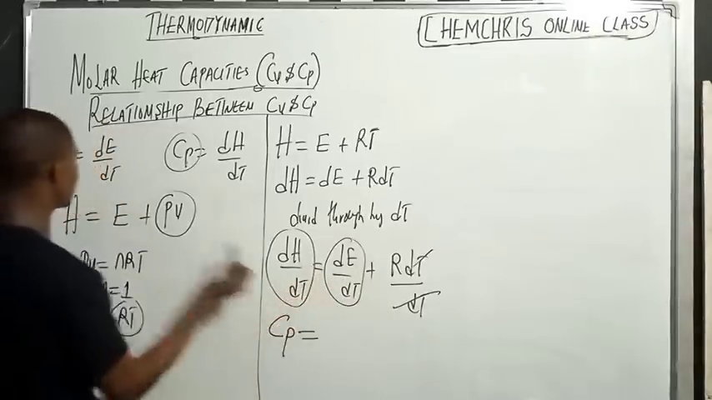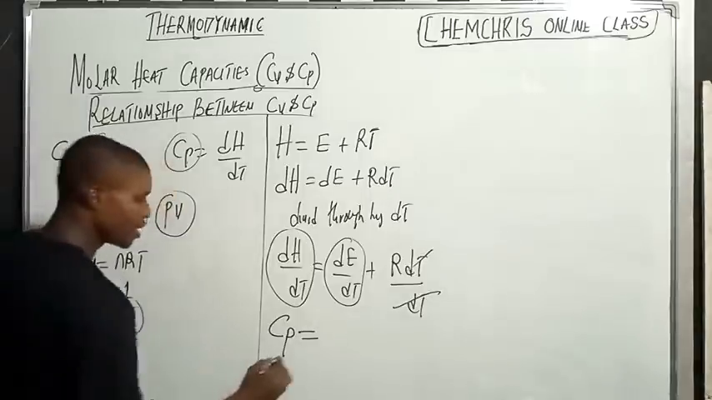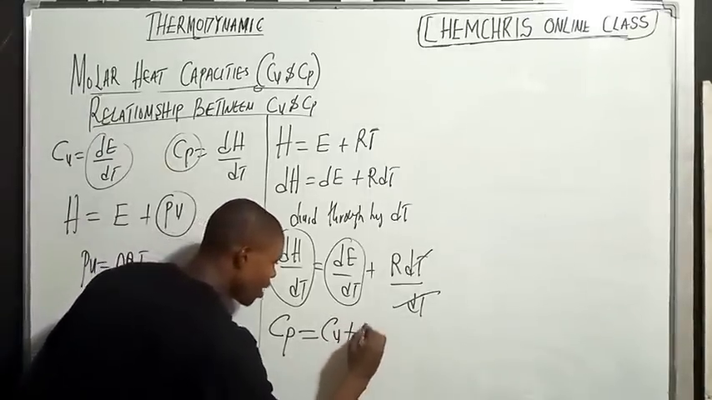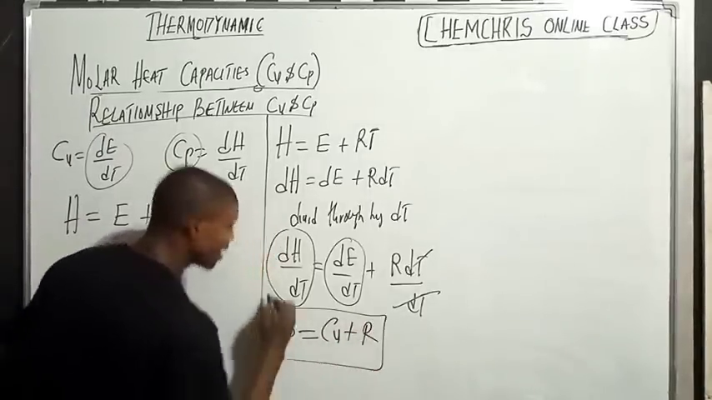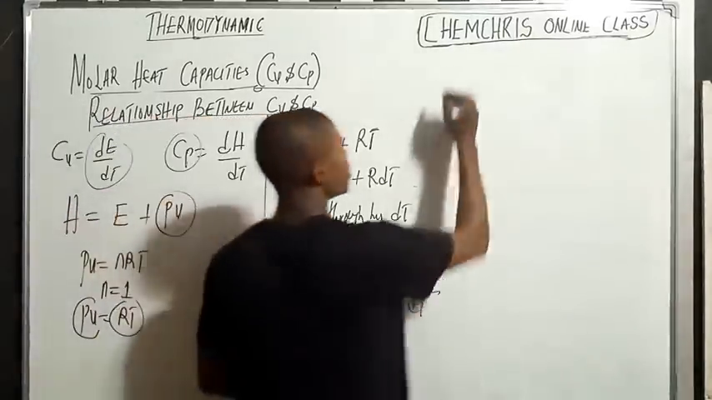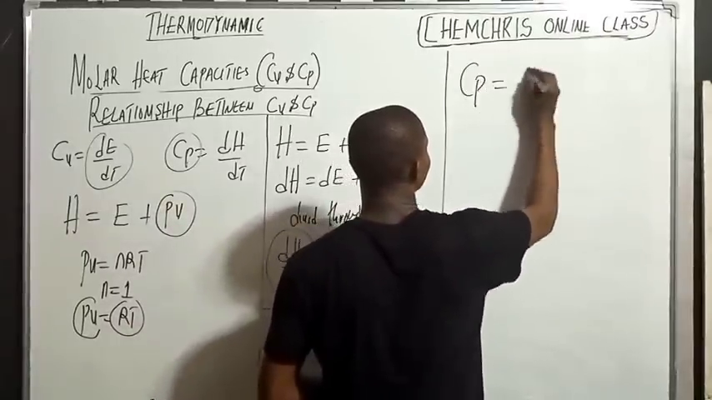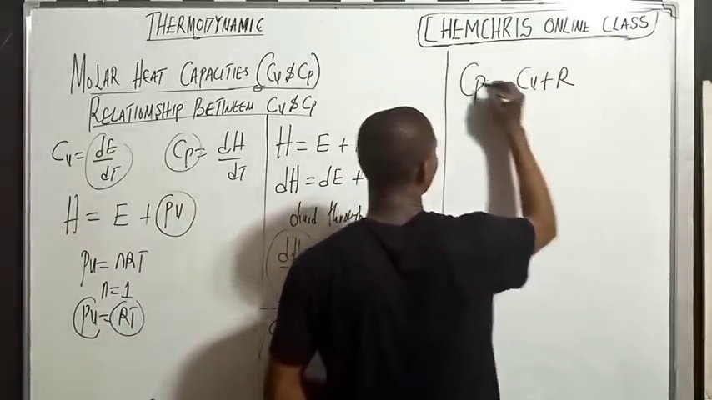Change in E over change in T is this one here, which is CV. So it is going to be CV plus R. So the relationship between CP and CV is: CP equals CV plus R. Very important.